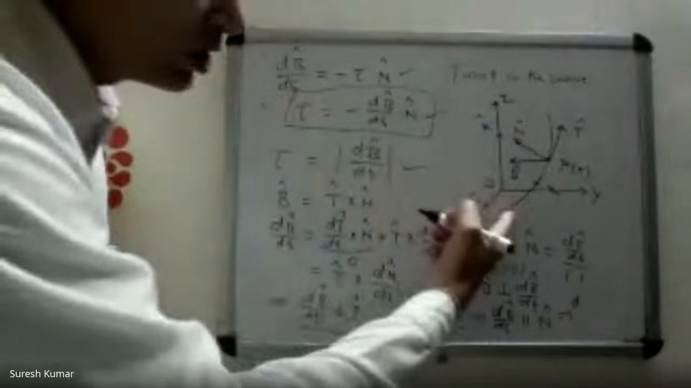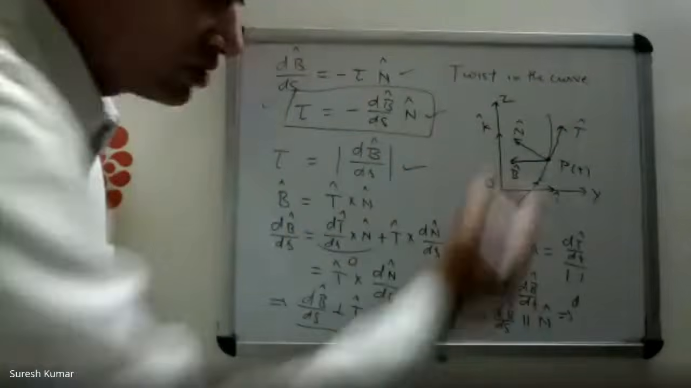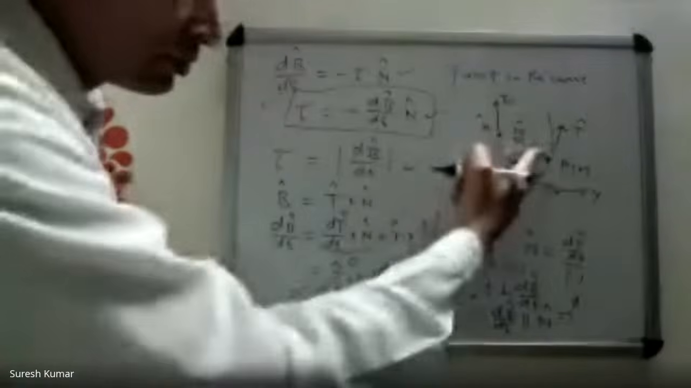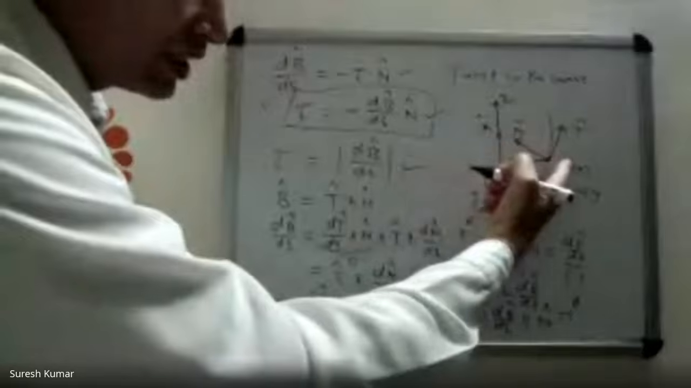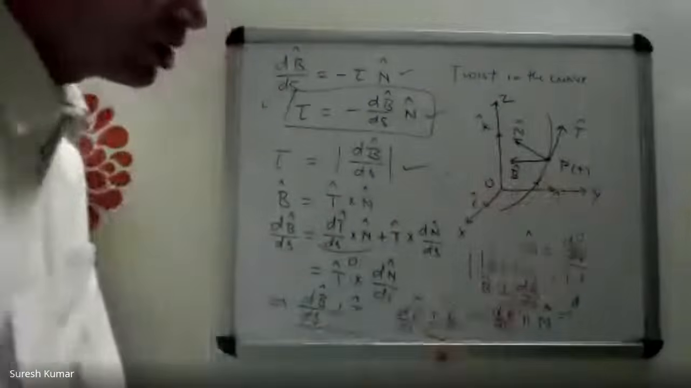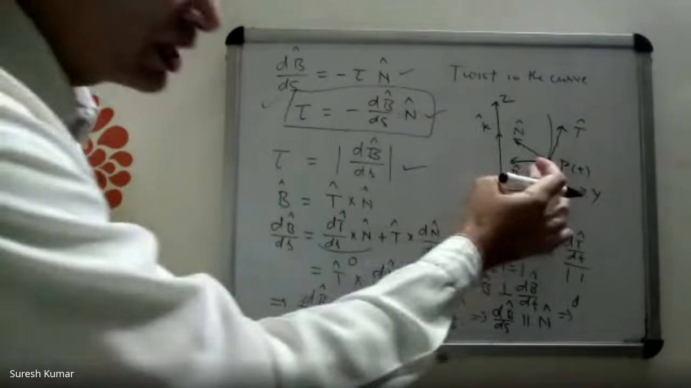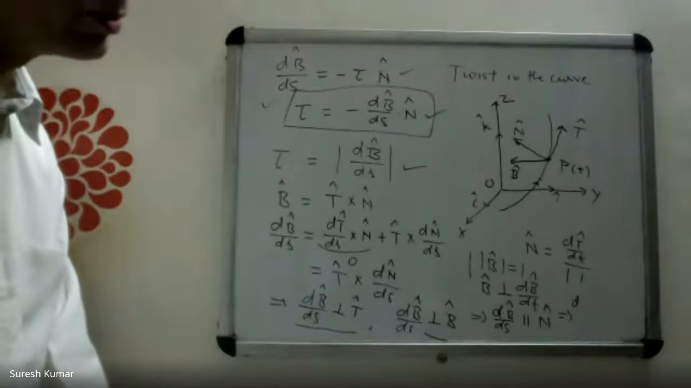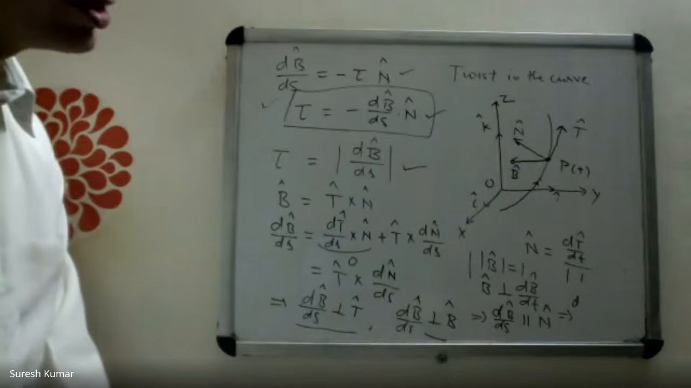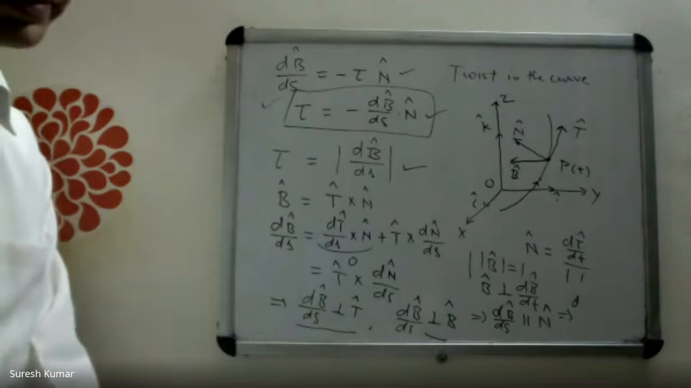Think like this, a body is moving in space. T cap gives the direction of motion. N cap gives whether it moves to the left of its path or right of its path in the osculating plane. And B cap gives you whether it leaves the osculating plane or not. Okay, so this is the physical meaning of these three vectors. These are very important.